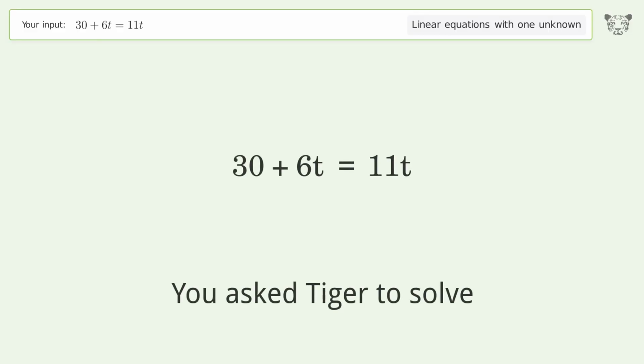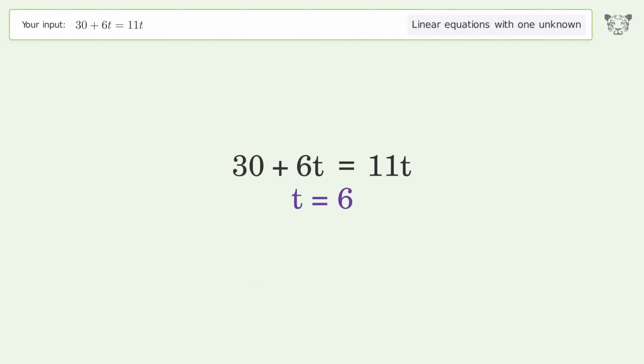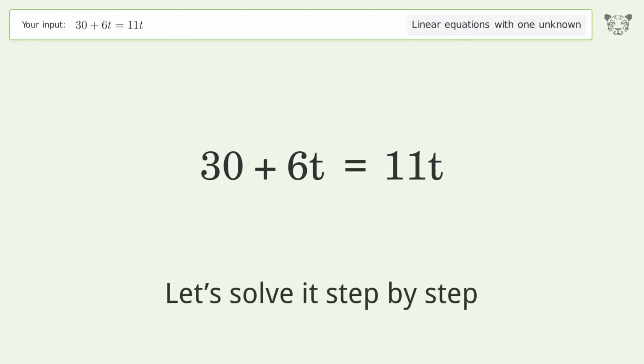You ask Tiger to solve. This deals with linear equations with one unknown. The final result is t equals 6. Let's solve it step by step.